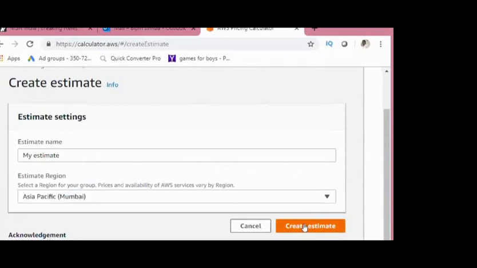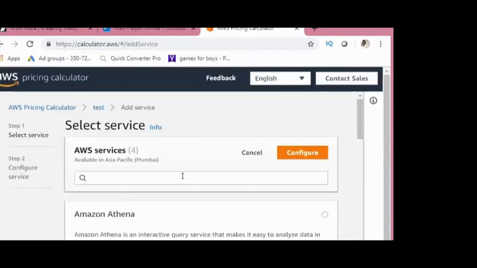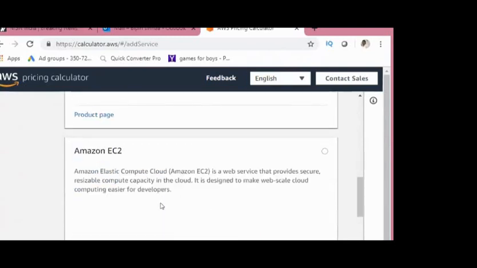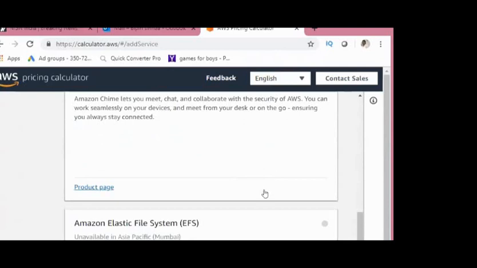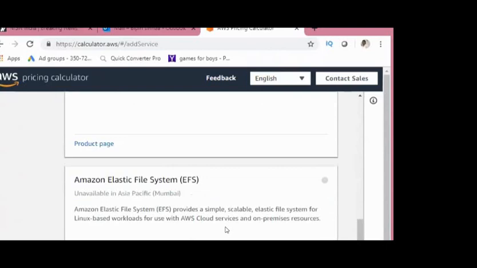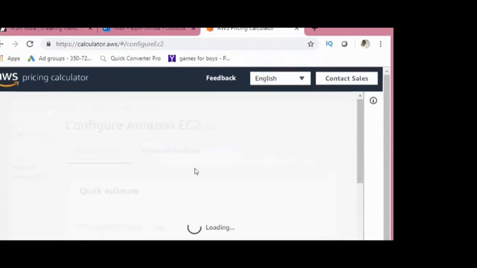So you can put the customer name here maybe. Then you can create an estimate: how much it would cost, what all the customer wants. So let's say the customer wants a server. You can select the server here. This is the server. Some services are not available in Mumbai, as you can see. Yes. So now, what server do I need?